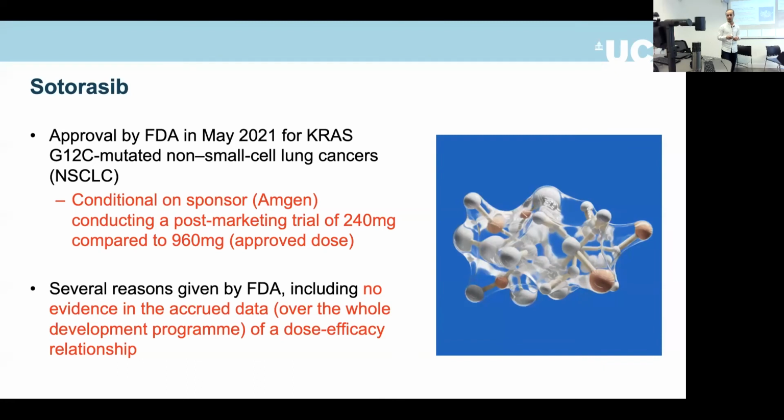Several reasons were given by the FDA. The most important one, for context today, is that there was no evidence in the accrued data. And I'm talking about the whole development program here. I'm not just talking about their phase 1 study. They also have phase 2 and phase 3 trials, larger trials, that offer a dose efficacy relationship. There is no evidence of such a dose efficacy relationship in the data for sotorasib. So, as you can see, this is becoming an issue in the field.